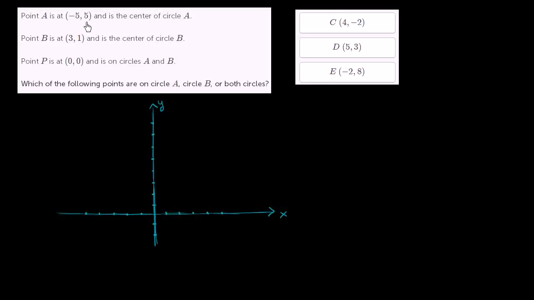Point A is at negative 5, comma 5. So this is negative 5 right over here. This is 1, 2, 3, 4, 5. That's 5 right over there. So point A is right about there. So that is point A, just like that, at negative 5, comma 5.